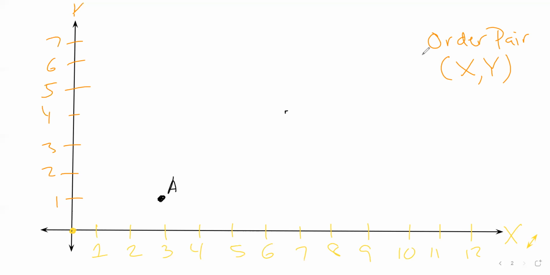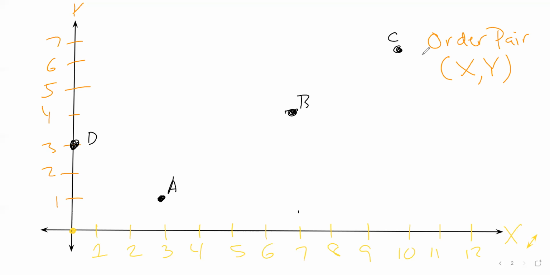I'm going to call this one B. Maybe we'll call this C. And let's go right here. We're going to call D. Okay. So one thing we're noticing now is our coordinates are actually all over the place.